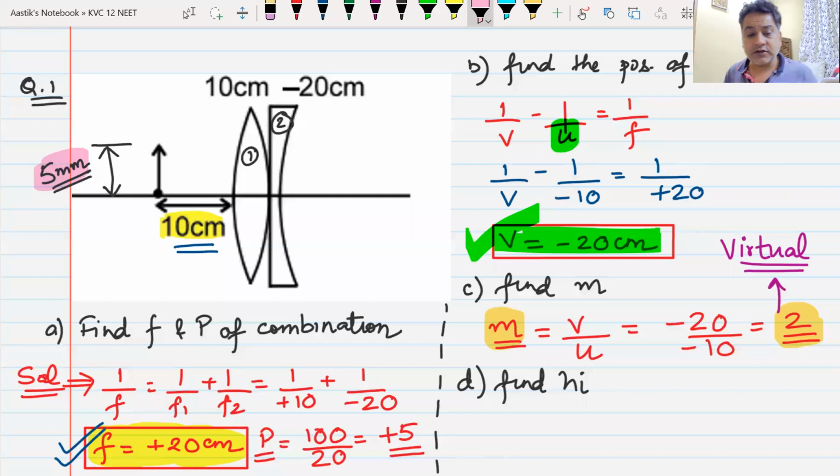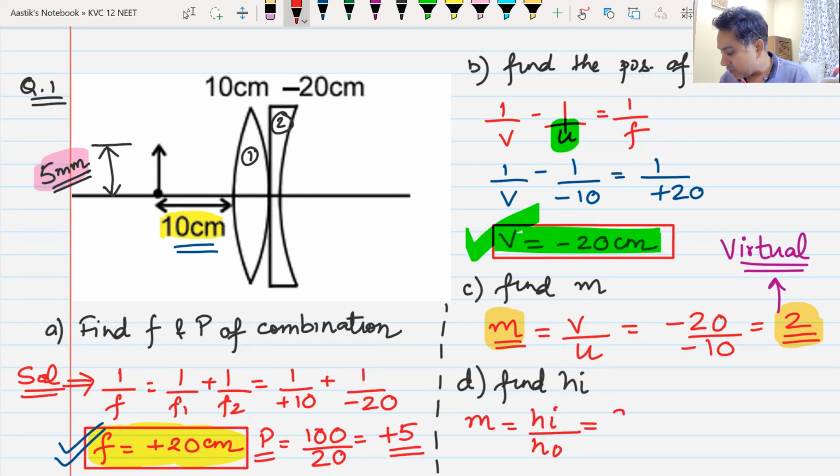Anyone got the answer for the height of the image? How do you get the height of the image? We know the formula for magnification is also height of the image divided by the height of the object. And we got this magnification as 2. And remember, the height of the object is already known to us as 5 millimeters. So therefore, we can calculate the height of the image.